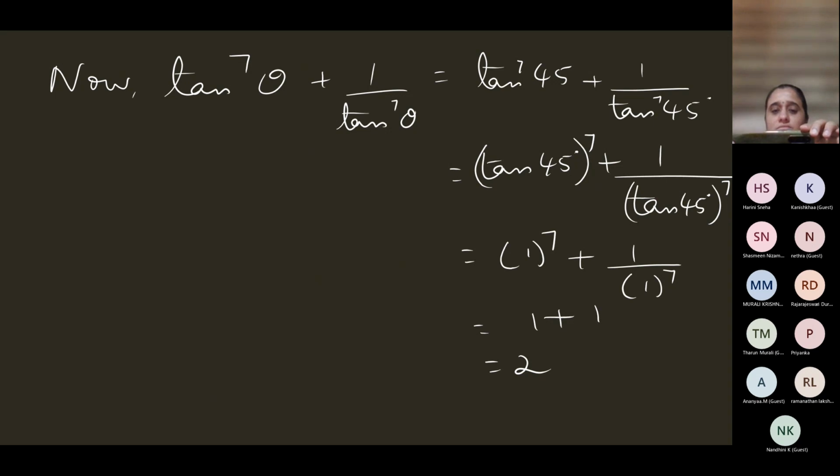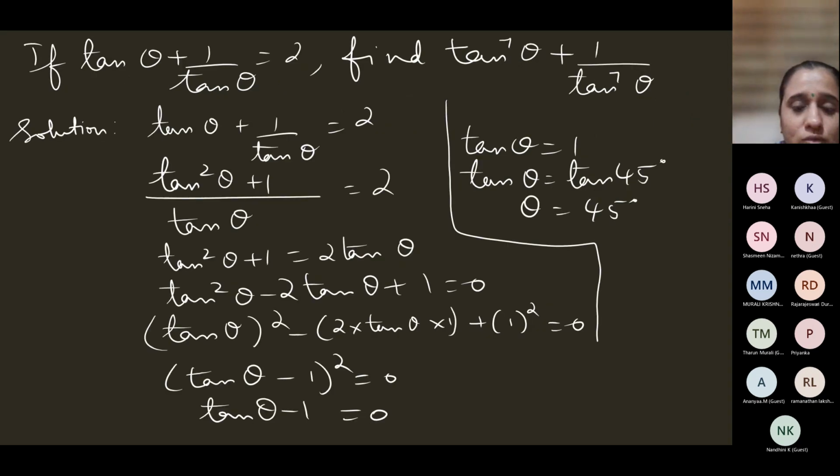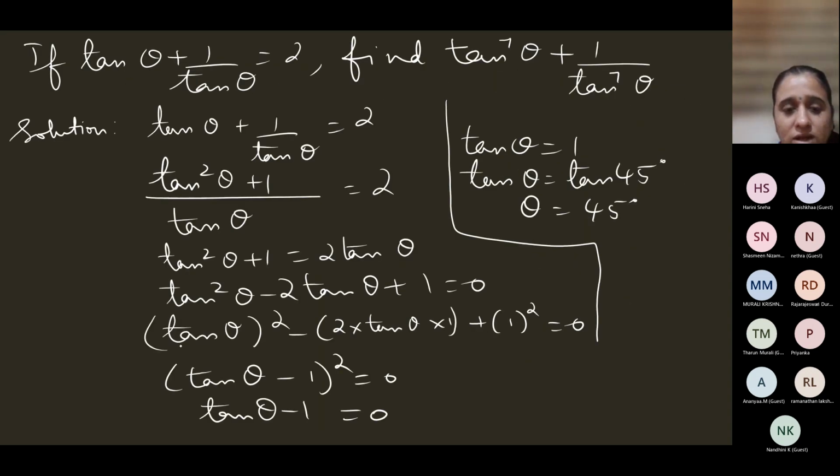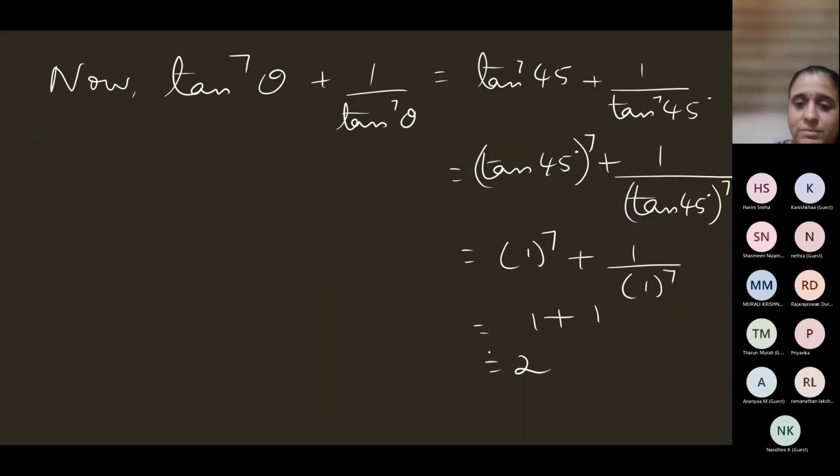Finish writing, children? I don't know which slide to show. Maybe you can take a screenshot. Take a picture and you can complete it. I continued like this, children. After this one, I went here. I worked here. Tan theta is equal to 1. Yeah, take a picture.